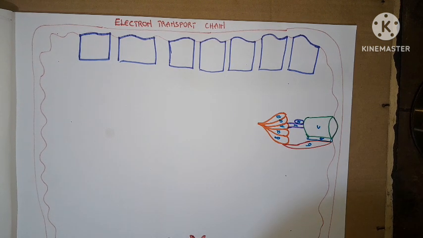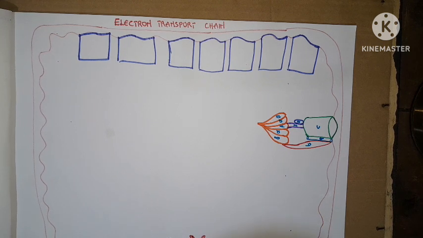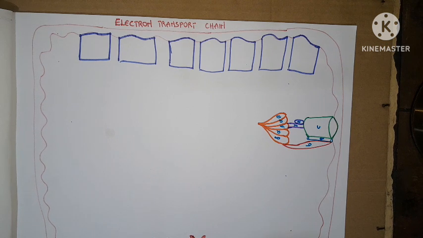And also the inside of the mitochondria is known as the mitochondrial matrix. So this space here is what we call the mitochondrial matrix, and this is where a lot of Krebs cycle activity is taking place.